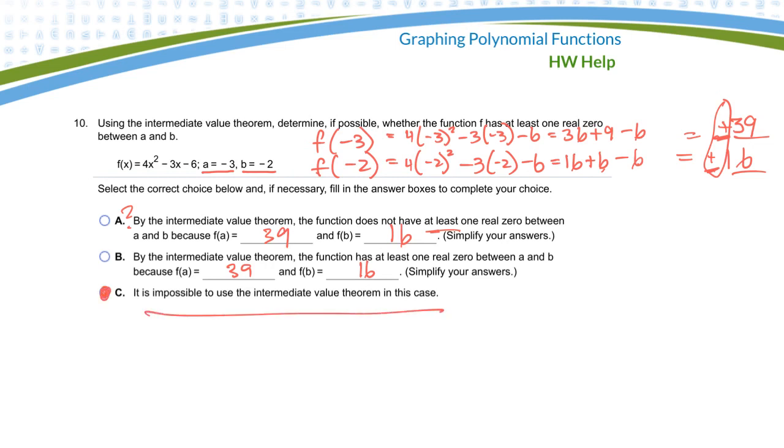The only good thing with the intermediate value theorem is if one was positive and one negative, then you can definitively say that in between those two numbers that you plugged in, the graph crosses. But if they're both positive or both negative, you can't tell that. All right, hopefully that helps you with the homework for this section.